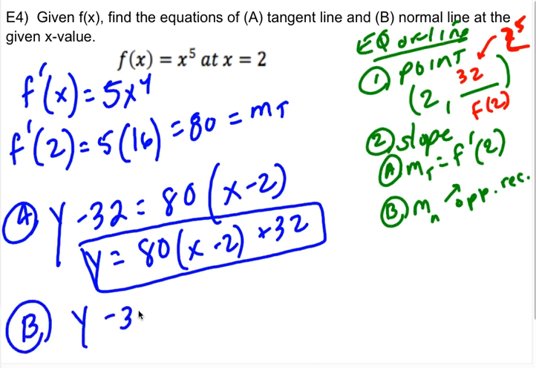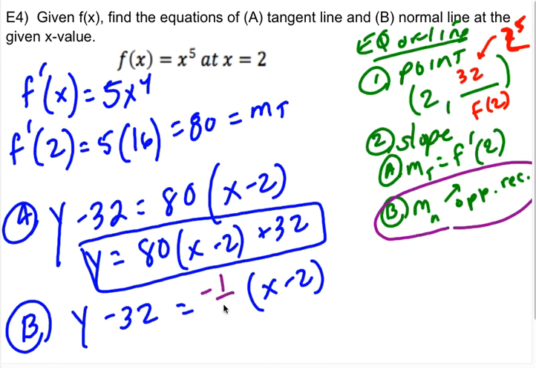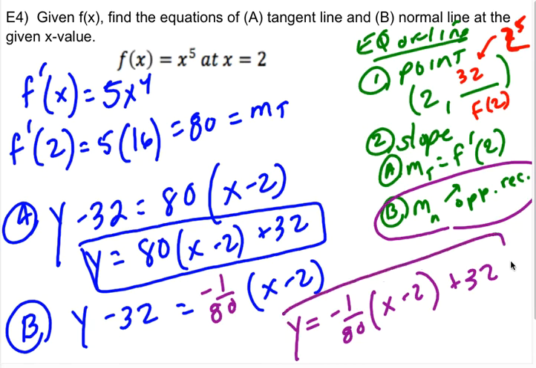For B, it's exactly the same setup, except instead of using an 80 for my slope, my normal slope is the opposite reciprocal, so I'm going to use a negative 1 over 80. That's it. And if you want to write your normal line solved for y, please do the same totally lazy thing where you just add the 32 over. Don't distribute. You can see it more clearly here where the slope is -1/80, that if you distribute, you're going to have ugly fractions and no one's going to have any fun.